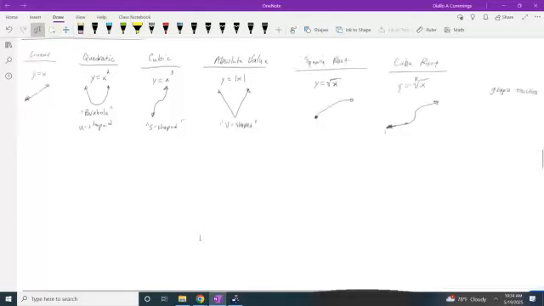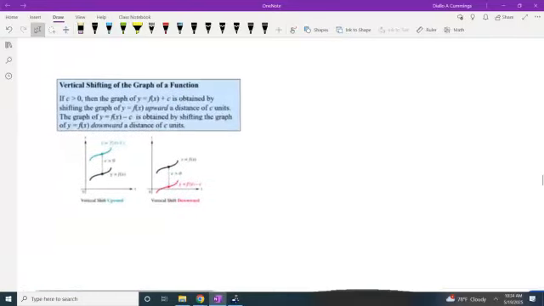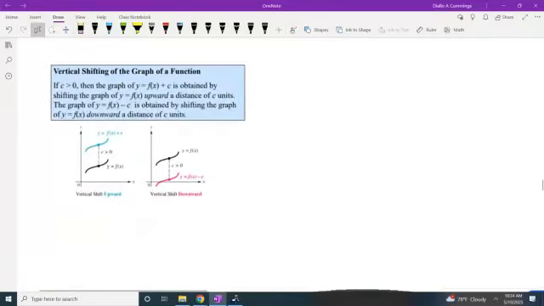Now we're going to talk about how to shift them around. In order to see this, we're going to use a calculator, and I'm going to summarize this in a little bit better fashion. But the first thing is to vertically shift something. So vertically means up and down. So you can shift a function up, and you can shift the function down. The only thing you have to do is add a number to the end of your function.